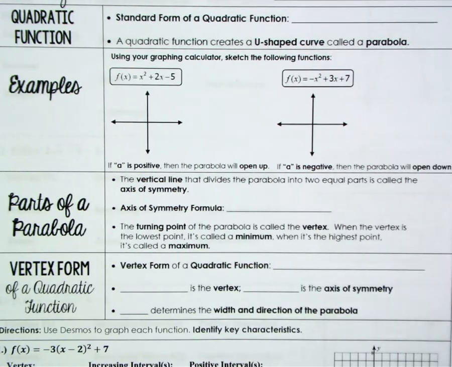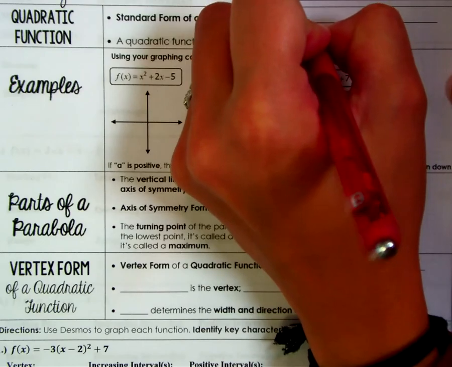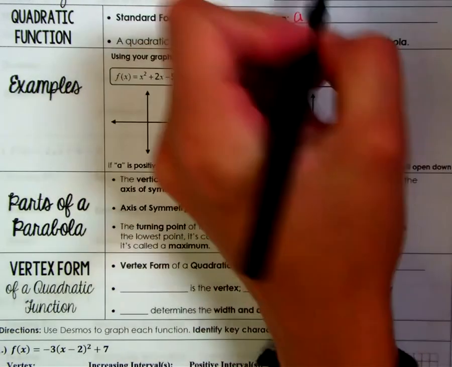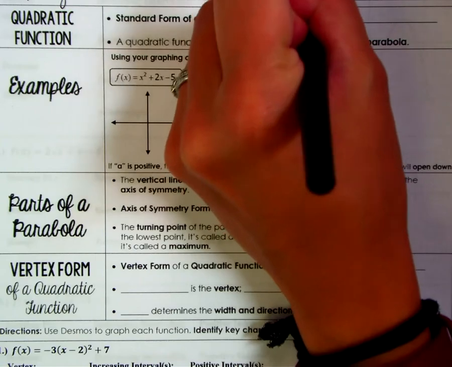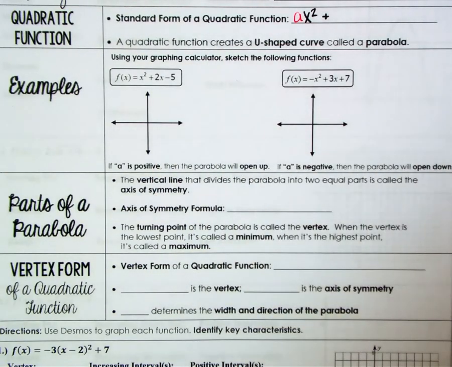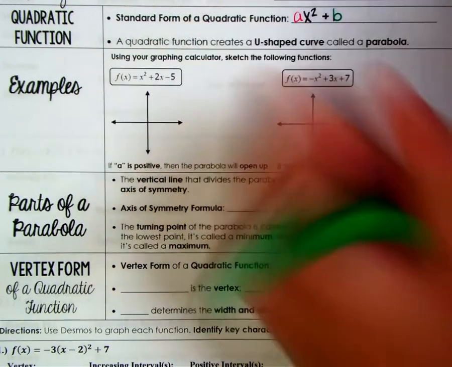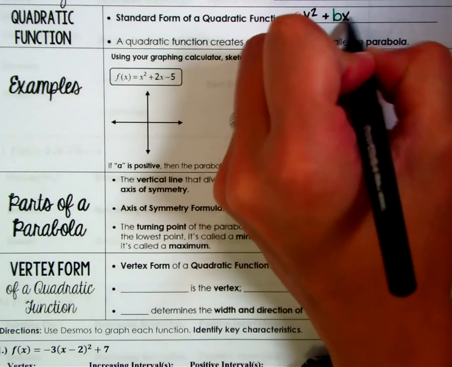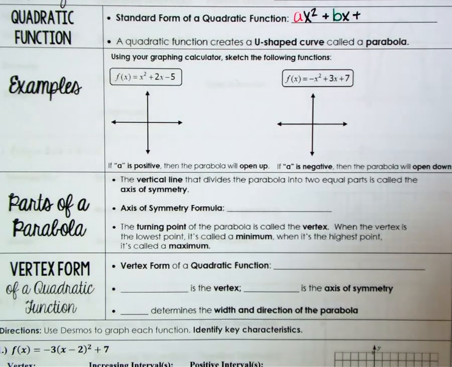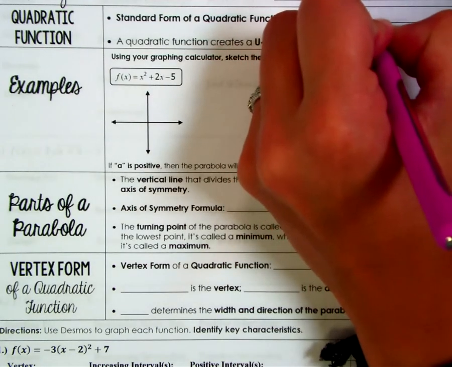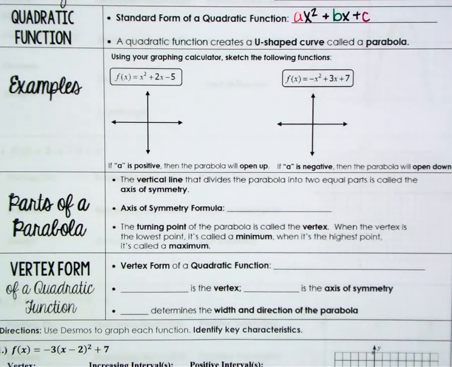And so it is ax squared plus bx plus c. And so that's the standard form. When we get to solving quadratics, that'll be super helpful. It's in descending order. A, B, and C are all numbers, and when we use the quadratic formula, those A, B, and C values are what we're going to plug into the equation.